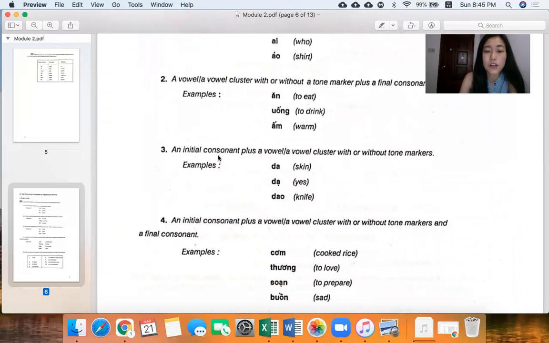Three, an initial consonant plus a vowel or a vowel cluster with or without tone markers. Examples: za, an initial consonant and a vowel, without tone markers. Za. This word is formed by an initial consonant z plus a vowel a with tone marker low broken. Zao. This word is formed by an initial consonant z plus a vowel cluster ao without tone markers.